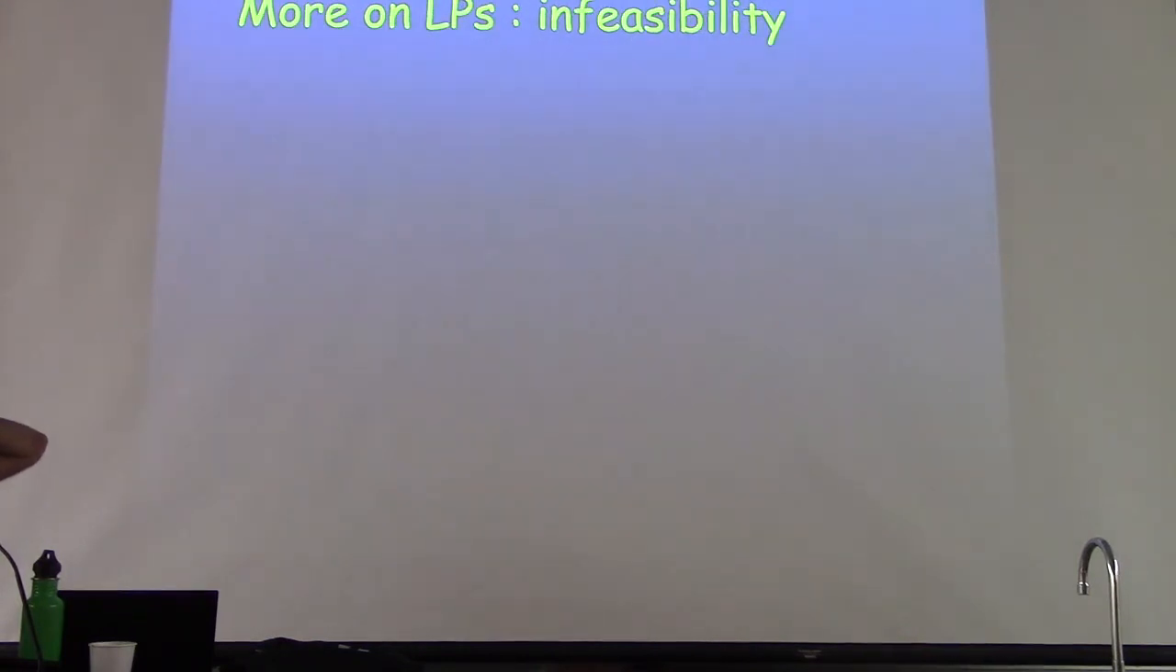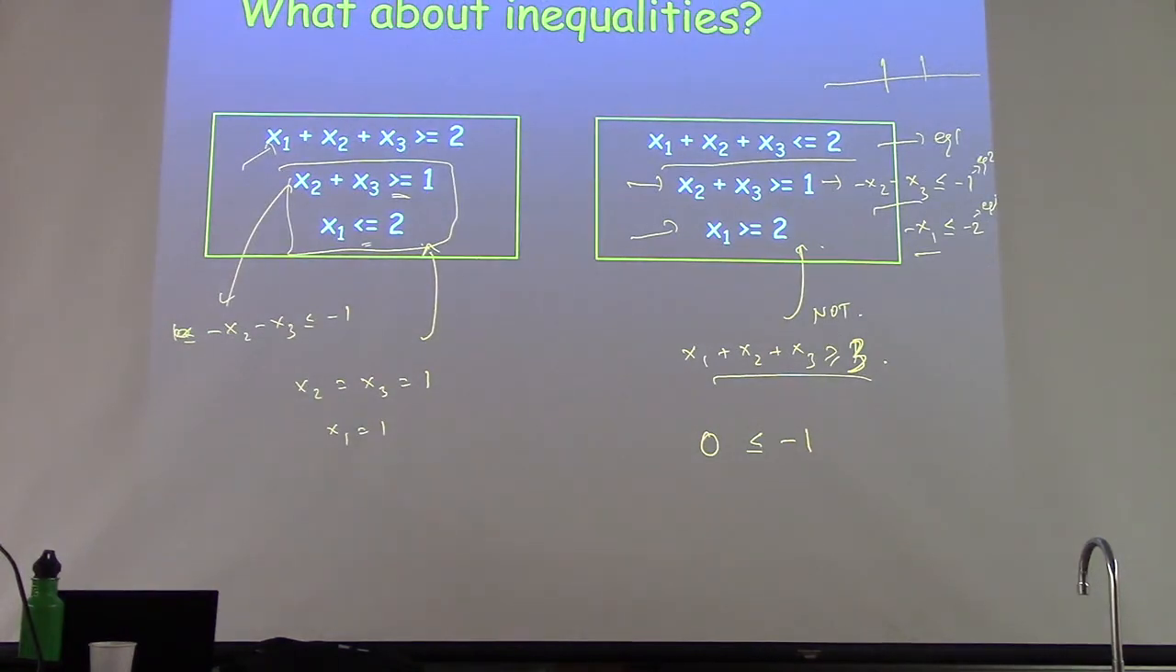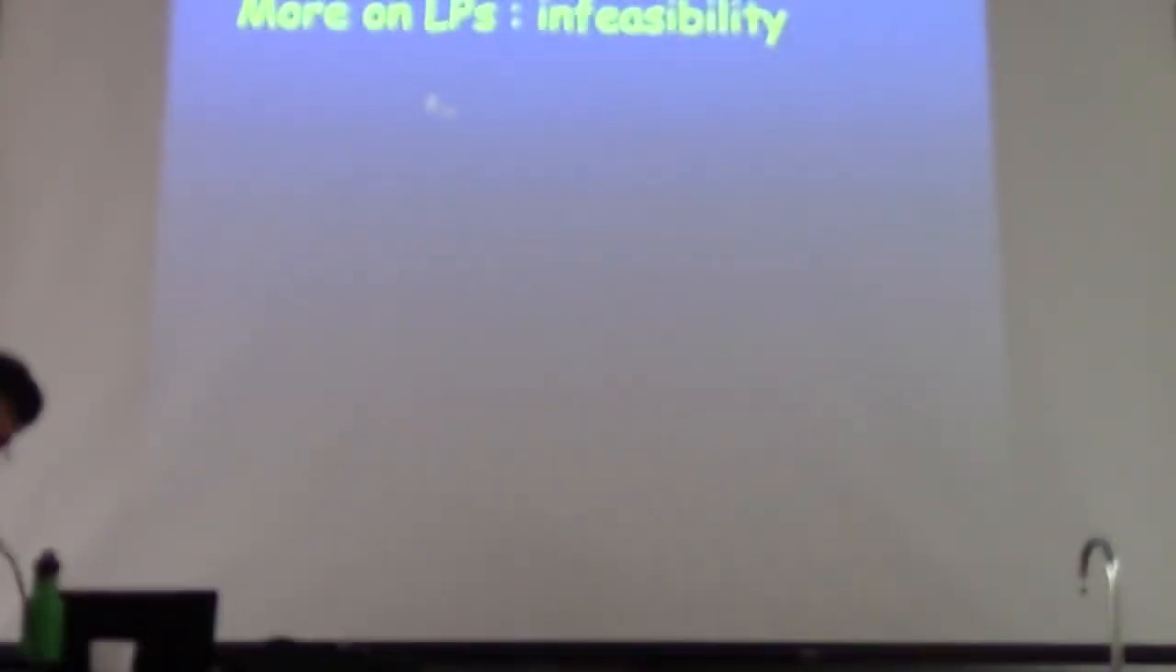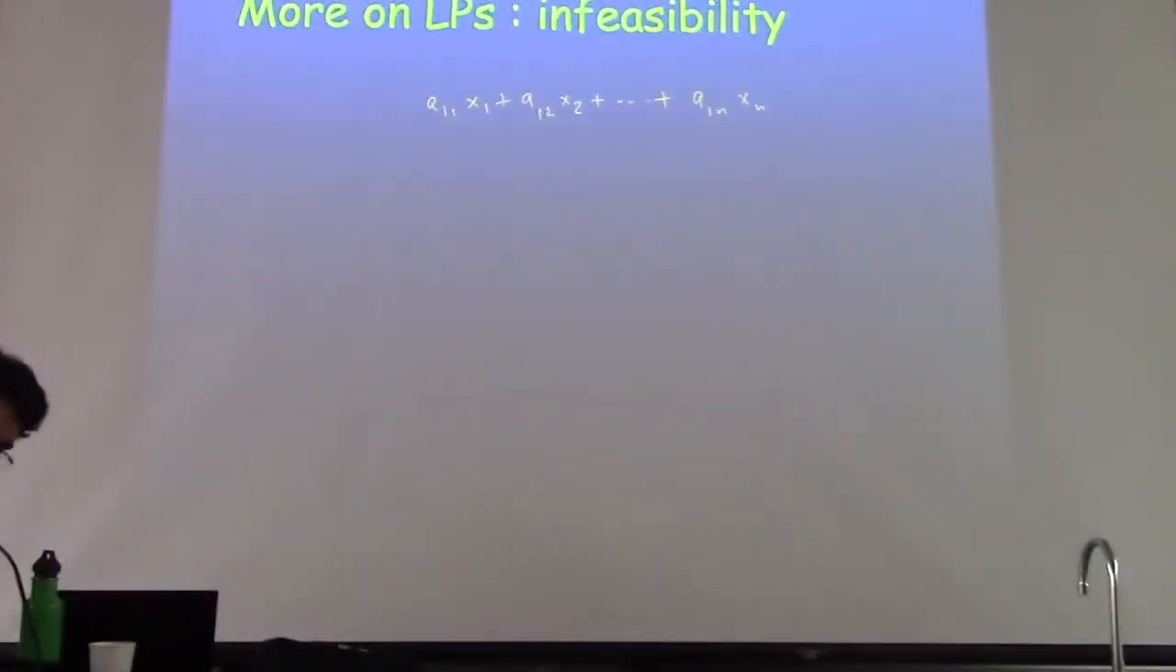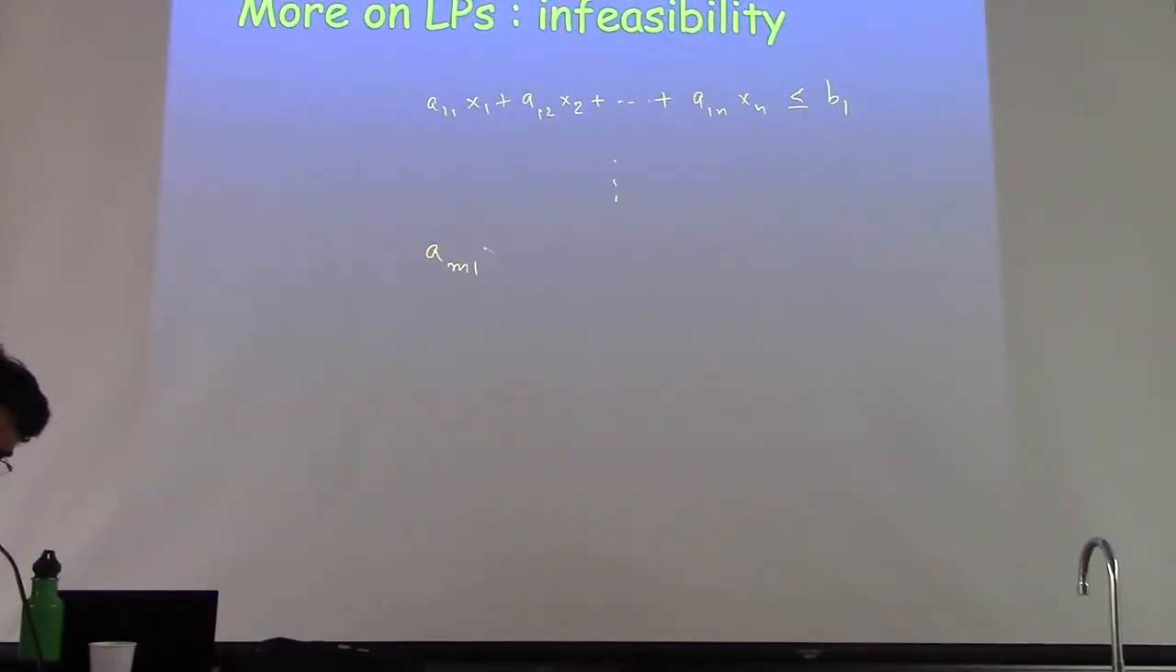So what you could say is, if you are inspired by what we saw previously for equalities, maybe the following is true. So if I have a general system like this: a11 x1 plus a12 x2 and so on up to a1n xn less than or equal to b1, and so on, and am1 x1 and so on up to amn xn less than or equal to bm.